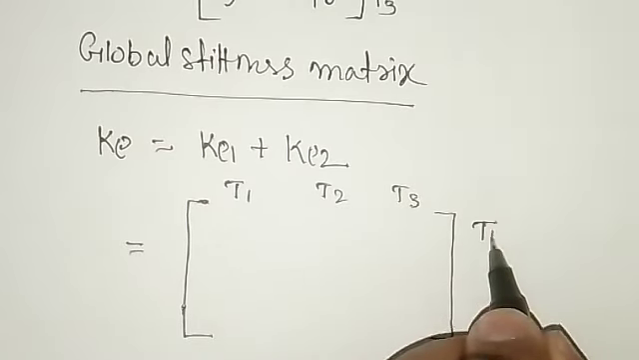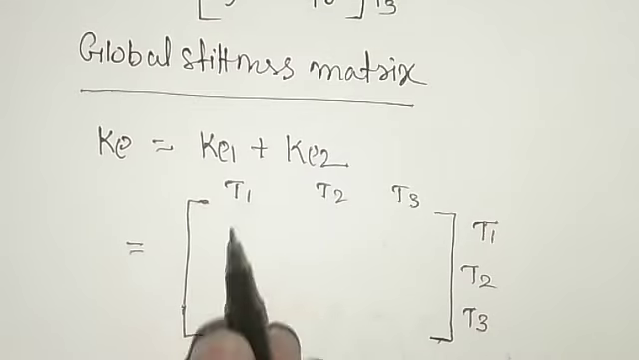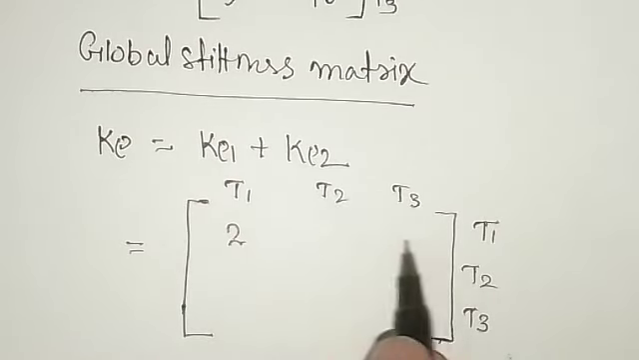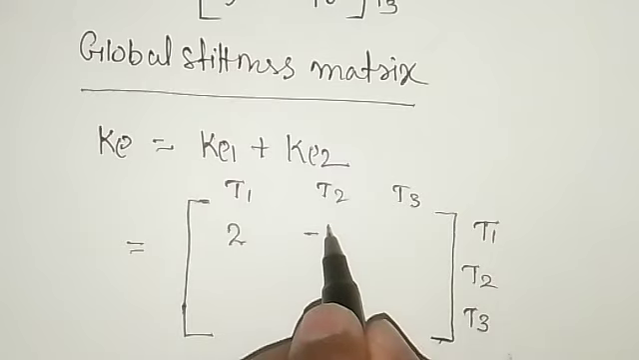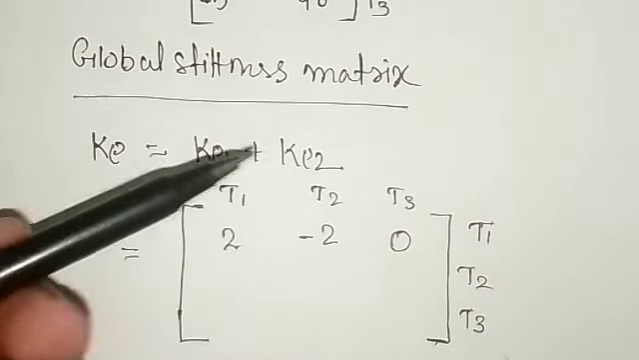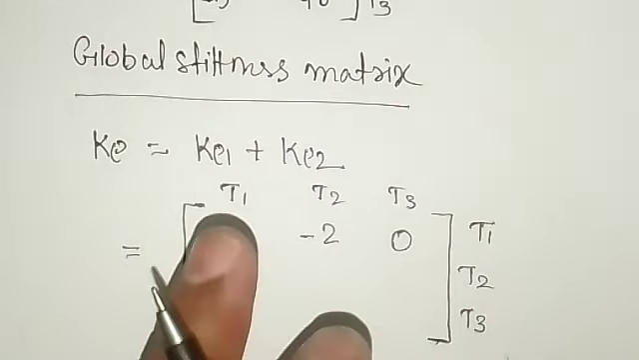Similarly you have T1 first row, second row and third row. For entry 1 1 we will check, the value is 2. Entry 2 1 is minus 2. Entry 3 1, we don't have a T31, so it will be 0. We can check the KE1 and KE2 values. Then entry 1 2 is also minus 2.